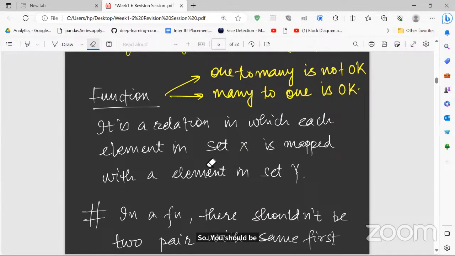Now we are going to the function, and function is simple. It is a relation in which every element in set S is mapped to some element in set Y. There is a catch here. One to many is not okay. If you start with one element and go to two different elements, that is not okay. But many to one is okay.